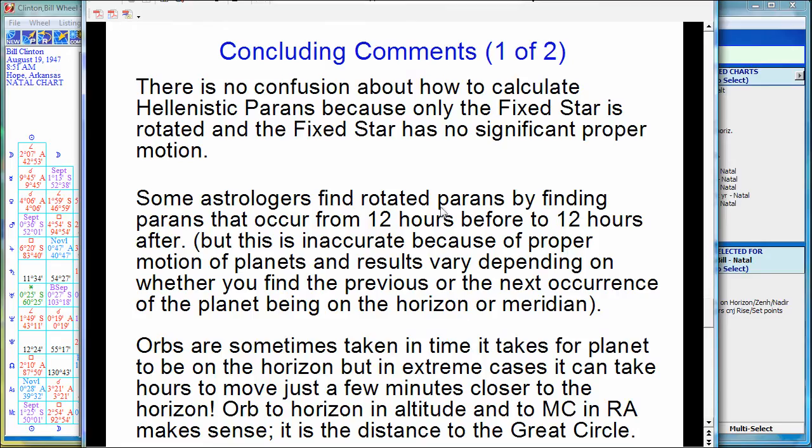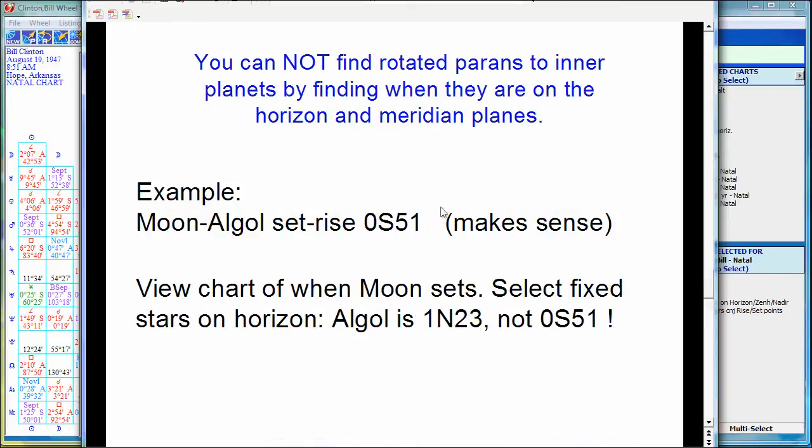And I'm basically done. And I want to just wrap this up with a few concluding remarks. By the way, I forgot to mention something. This moon Algol kind of makes sense. I mean, it does make sense.